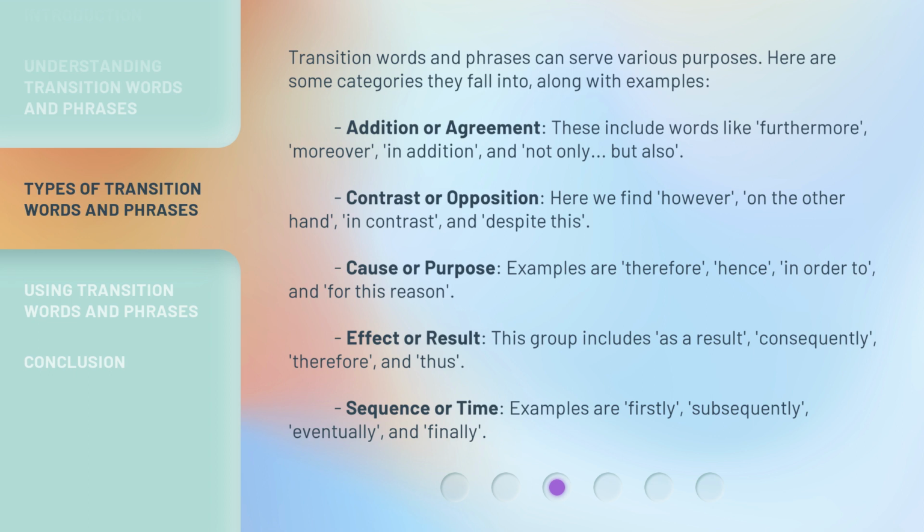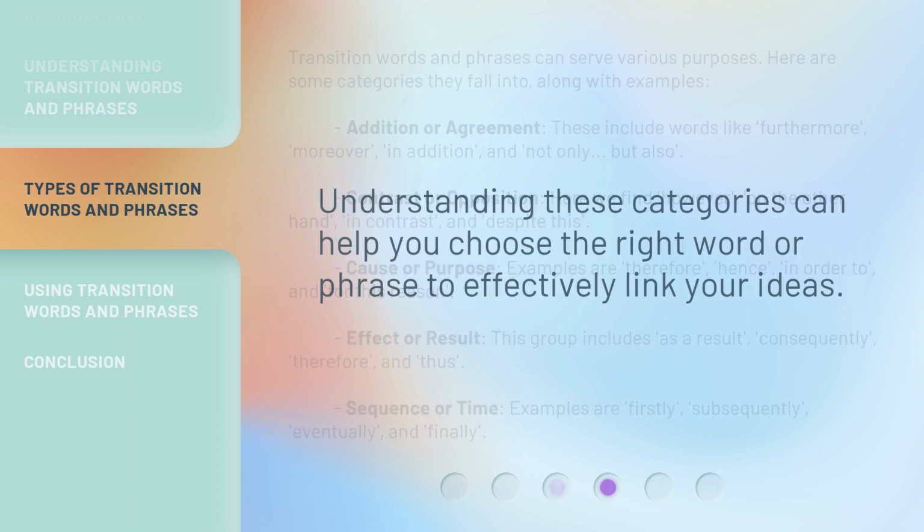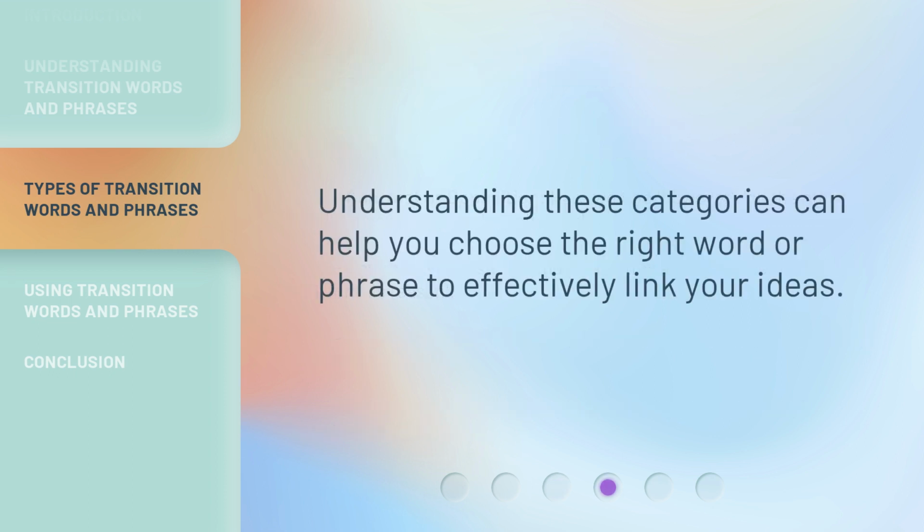Effect or result. This group includes as a result, consequently, therefore, and thus. Sequence or time. Examples are firstly, subsequently, eventually, and finally. Understanding these categories can help you choose the right word or phrase to effectively link your ideas.